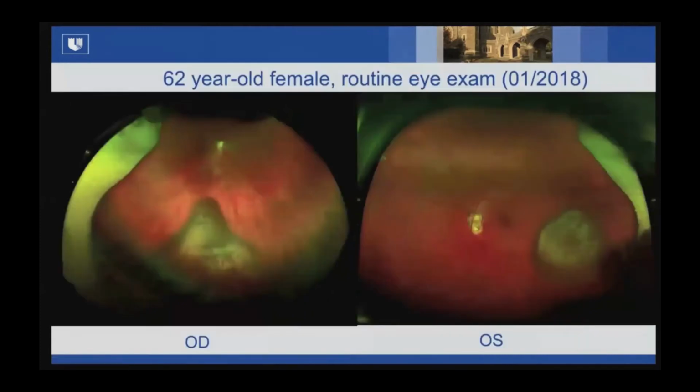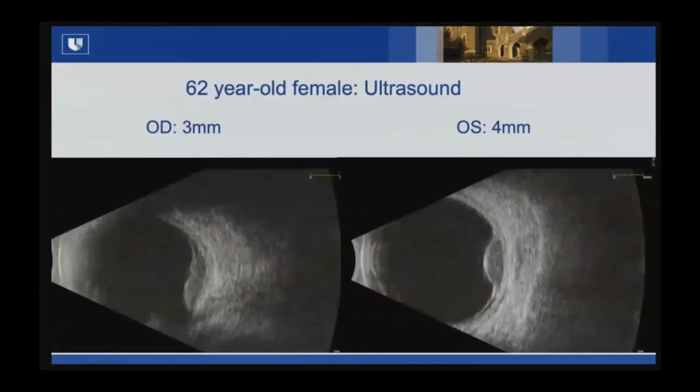This lady was a 62-year-old that was found, doing a routine eye exam, to have this lesion, one in the right eye, one in the left eye. We were a little surprised. Would it be possible to have a bilateral choroidal melanoma? The answer was yes. The left eye was treated before the right eye.